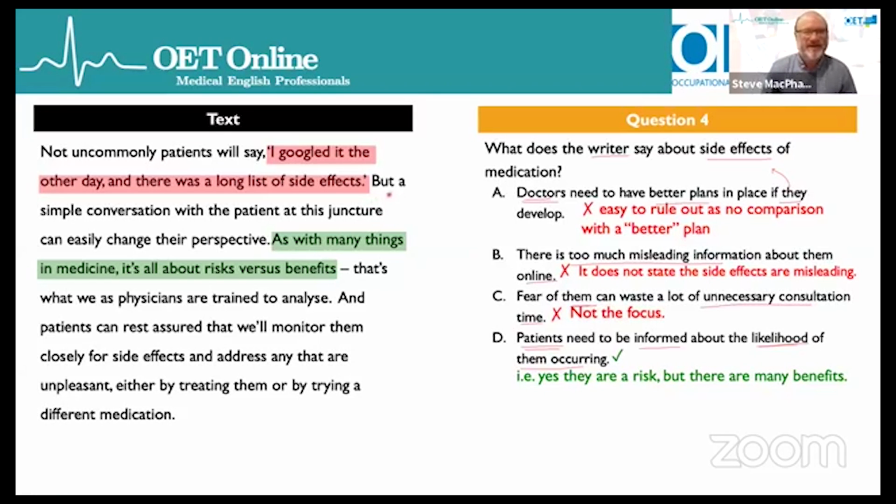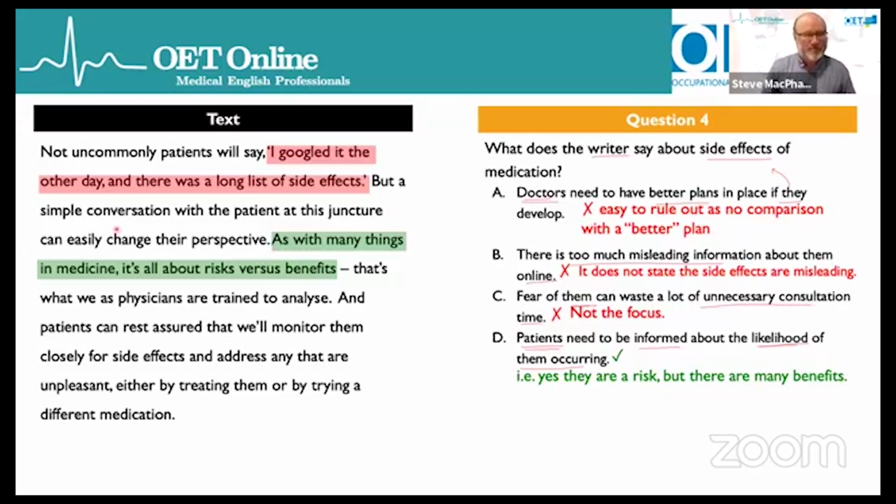And what do they say? We got this sentence: patients need to be informed about the likelihood. Well, we can see here a simple conversation to inform the patient at this juncture. What does that mean, at this juncture? It means at this point in time, at this juncture, they can change their perspective, the way that they think.